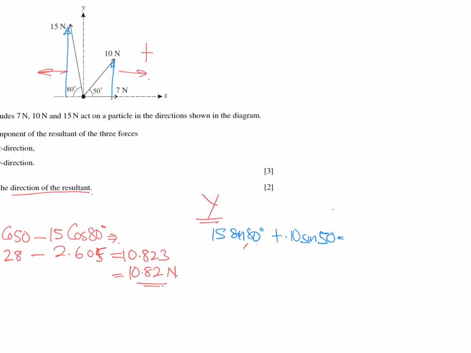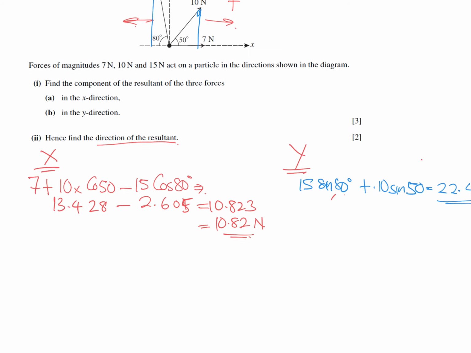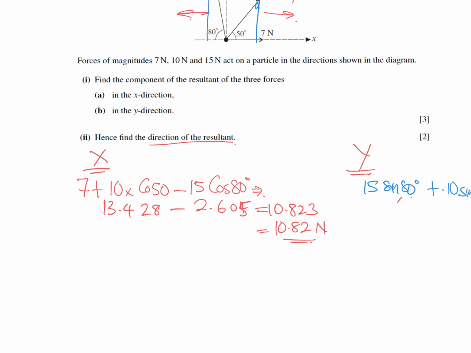So 15 sine 80 plus 10 sine 50, so the answer is 22.433 Newton. Okay, just leave it there. So that's for part A, and this is for part B.